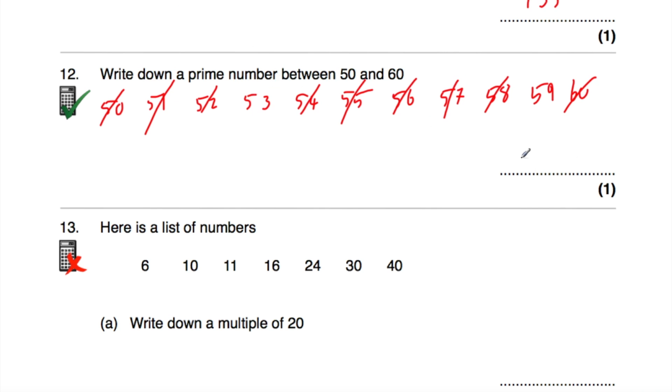And you can carry that on, and you'll find that 53 and 59 are both prime numbers, and that's it. So if you carried that on, you'd find that 53 and 59 are the prime numbers. They're the prime numbers between 50 and 60, and that's it.